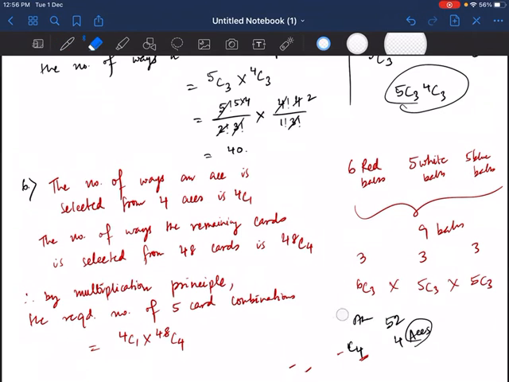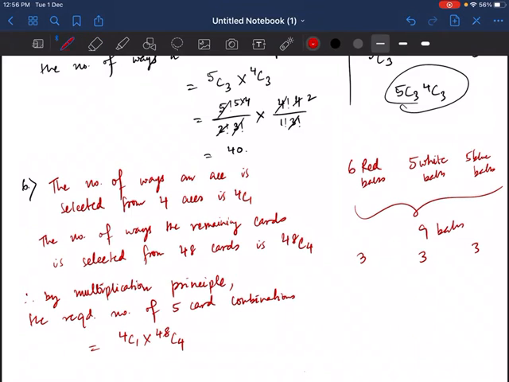So let me just solve this one. What do we get in here is 4C1 is 4 factorial divided by 4 minus 1, that is 3 factorial, into 1 factorial. Then 48C4 is 48 factorial divided by 48 minus 4, that is 44 factorial, then 4 factorial. This is what we have. So 4 factorial goes away. Then 44 factorial and 48 factorial, it becomes 48, 47, 46, 45.